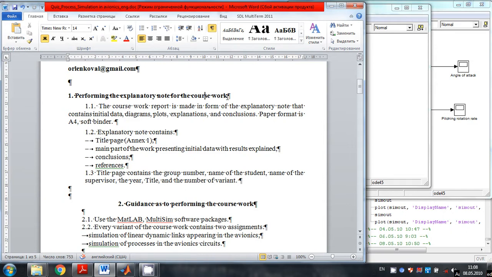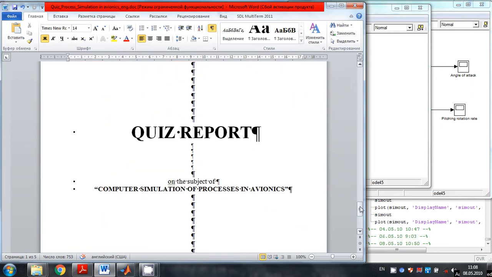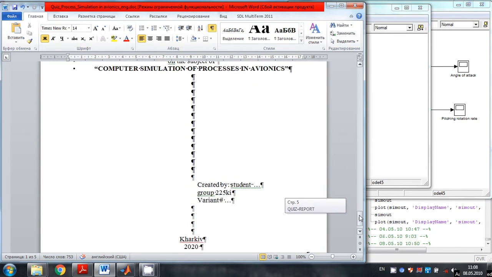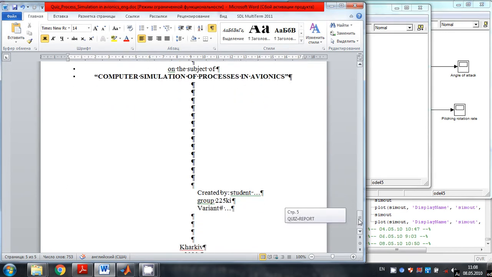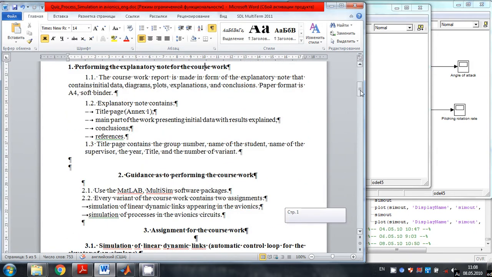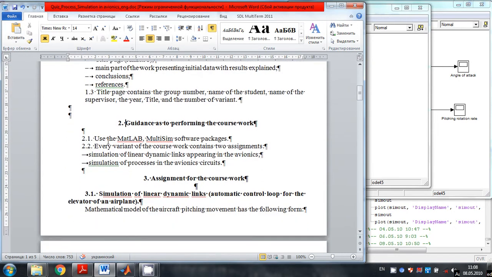How to perform the explanatory note for the coursework. You'll have this title page. I don't have to explain it because it's pretty obvious, self-explanatory. The coursework contains two assignments, two tasks. First one is to use MATLAB to simulate the linear dynamic links appearing in avionics, or actually in aircraft. The second will be the use of the Multisim software package to simulate some processes in avionics circuits.